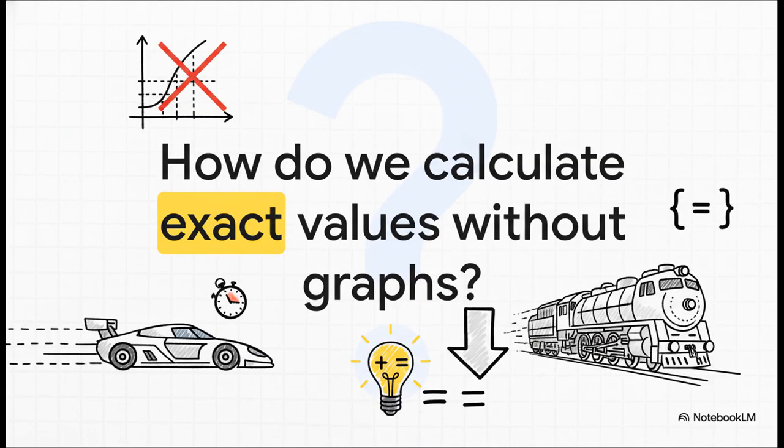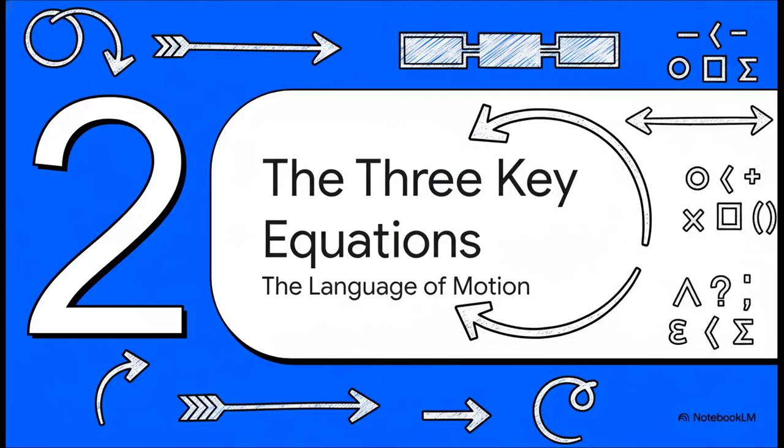But think about this. What if you need to know the exact final velocity of a train after, say, 15 seconds, or the exact distance a cricket ball has traveled in the air? Drawing a perfectly accurate graph for every single question, well, that's just not practical, is it? We need a method that's faster, more direct, and more precise. And that method is, of course, the equations of motion.